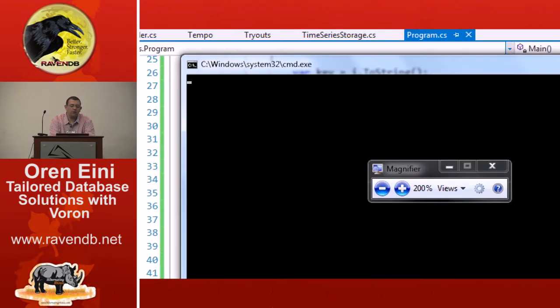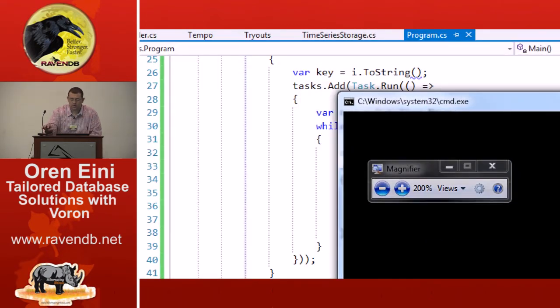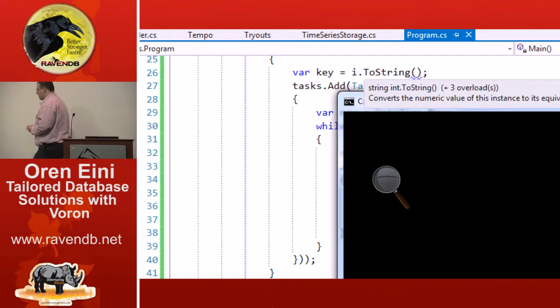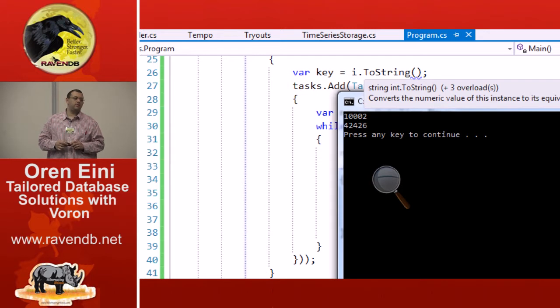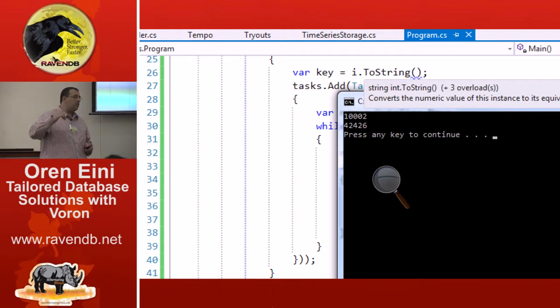Let's see how much we're able to write here. Anyone want to take a guess? Previously, in the single-threaded mode, we were actually able to write 42,000, which comes to about 4,200 per second. And that's nice. That's several percentage points lower than before.